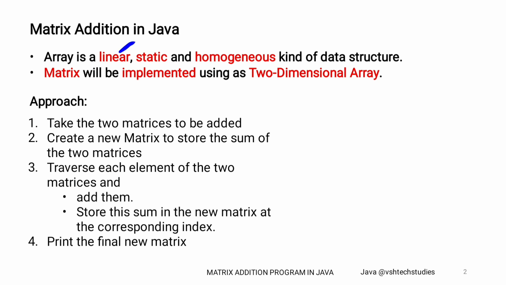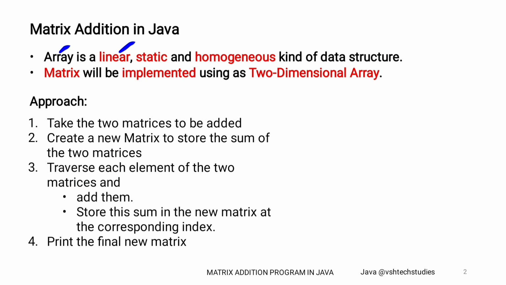Array is a linear data structure. Means the data elements in the memory will be stored in sequential manner in array data structure. Data structure in the sense the way in which the data is stored in memory. So linear in the sense it is stored in sequential manner.